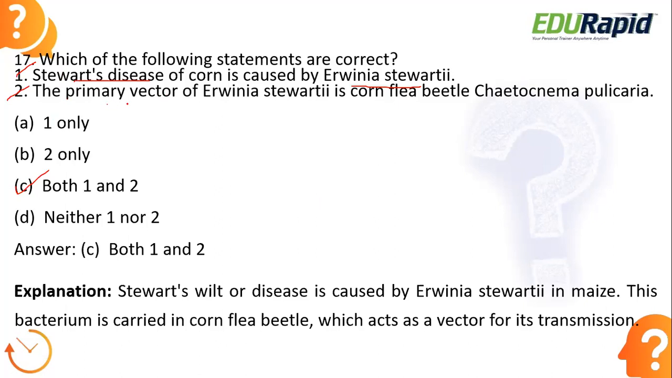It is spread by a vector, the flea beetle. The corn flea beetle, Chaetocnema pulicaria, is the vector that carries Erwinia stewartii to cause Stewart disease, specifically in maize plants.